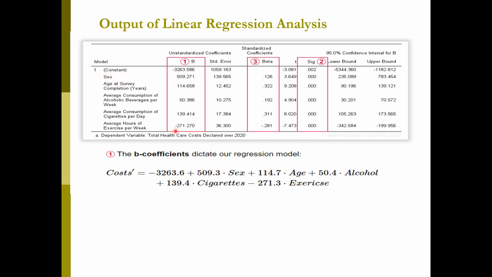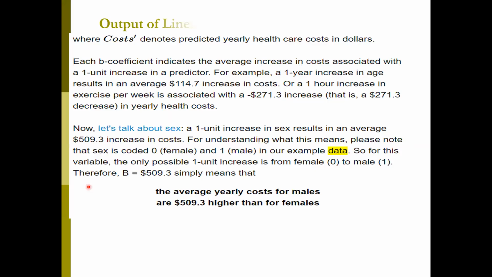Again, let's look at the last one. It is negative 271.277. So to one decimal place, negative 271.3. Look at what it is standing for. It is average hours of exercise. So we can put the word exercise. Remember, it is the cost of visiting the doctor against all these variables. That's why the dependent variable is cost. How do you interpret it?